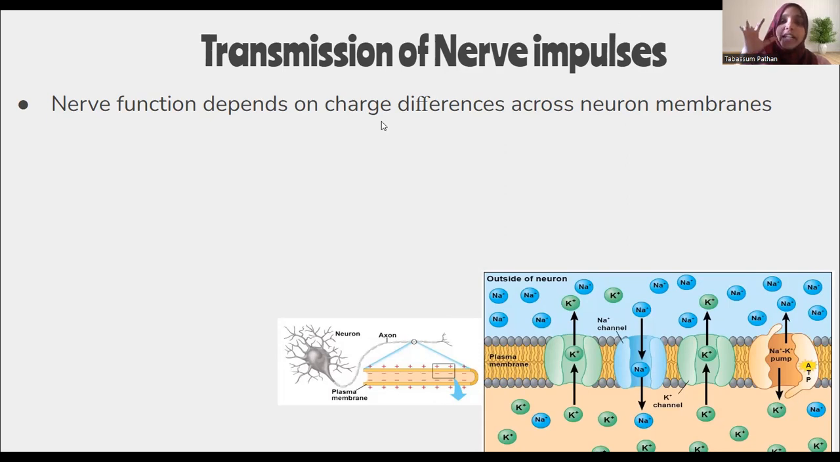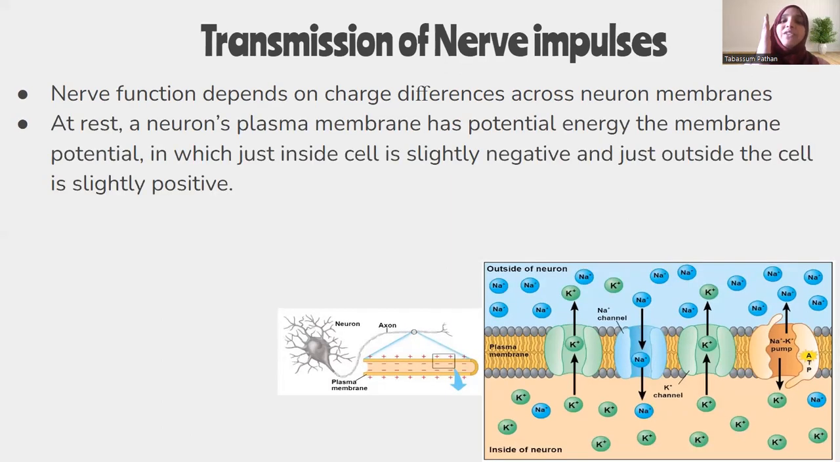When we are talking about transmission or conduction, we are talking about changes in the charges, plus and minus. We will begin with the neuron at rest. At rest, it is not carrying any impulse. It is not conducting any electrical impulse. It is not carrying any signal.